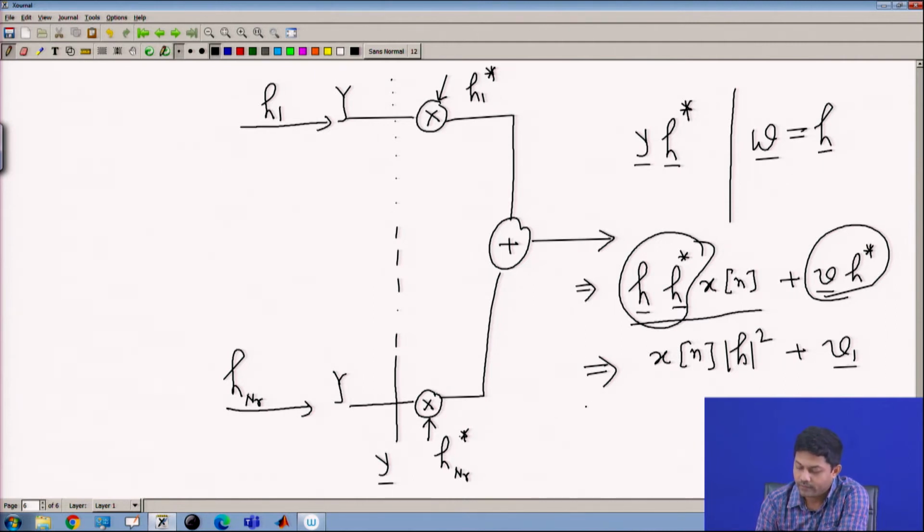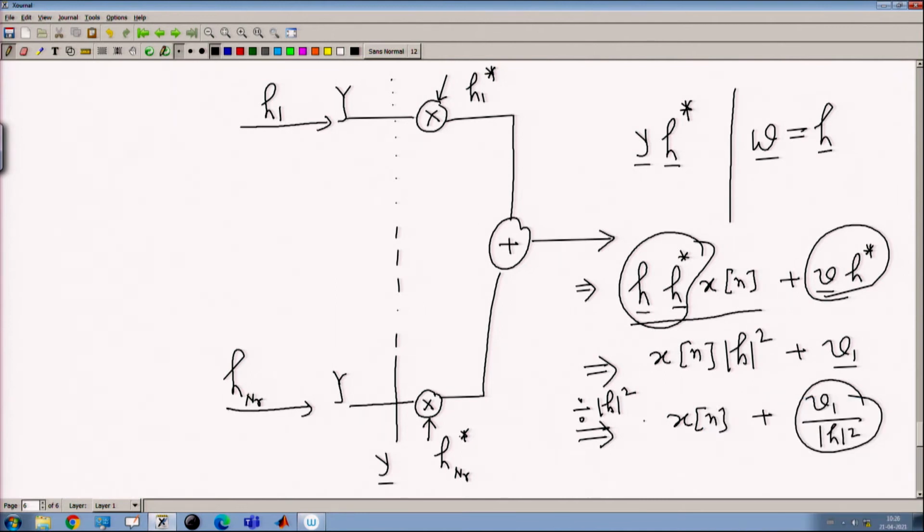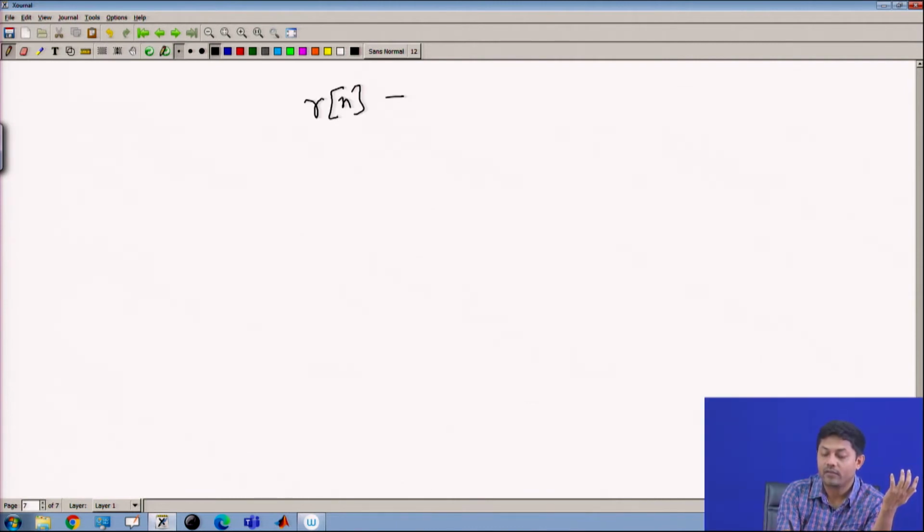Now, next you divide this whole thing by h mod square. What will you get? You get x n plus v 1 divided by the normalized channel square. So this statistics won't change much. Now this will be something like R n is equal to x n plus something like that. In a very simple sense, after all this MRC you get a data model which is equal to x n plus some normalized v 1.